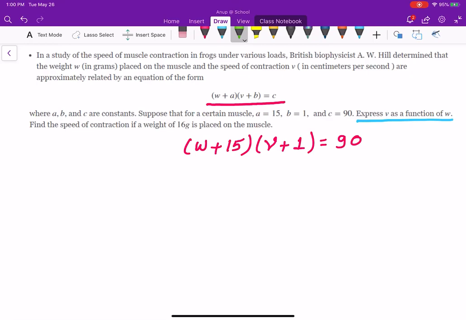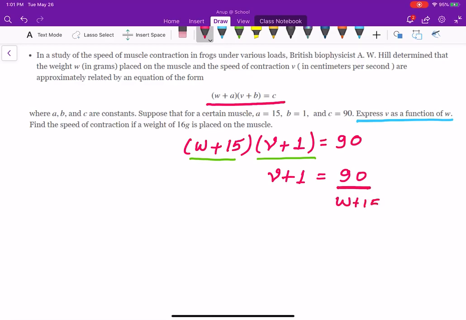So let's try to do that. But how can we do that? You can see here there is a relationship between W and V, which is given as (W + 15)(V + 1) = 90. You can clearly see there are two factors over here, one is W + 15 and another is V + 1. If we need to solve for V in terms of W, then the easiest idea could be to just divide both sides by this factor, W + 15.